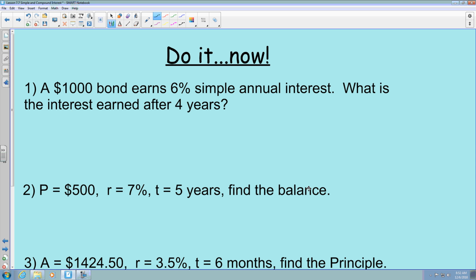Okay, so some other things still looking at here. It says $1,000 bond earns 6% simple annual interest. What is the interest earned after 4 years? So it doesn't ask for the account, so it's just looking for how much interest is earned. So this is where we use the PRT formula. So we got 1,000 for the principal. We have 6%, so it's 0.06, and the time is 4 years. When you multiply all that out, you get $240.